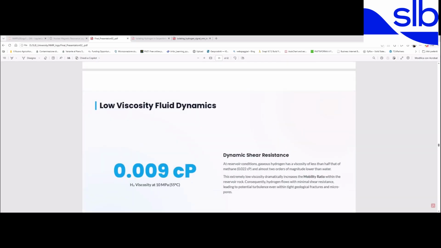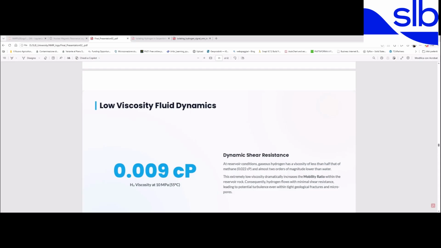Which characteristics do hydrogen molecules also have? They have a low viscosity, and behave like a low-viscosity fluid. So it's not a standard gas, because its physical behavior in this system is similar to a low-viscosity fluid.